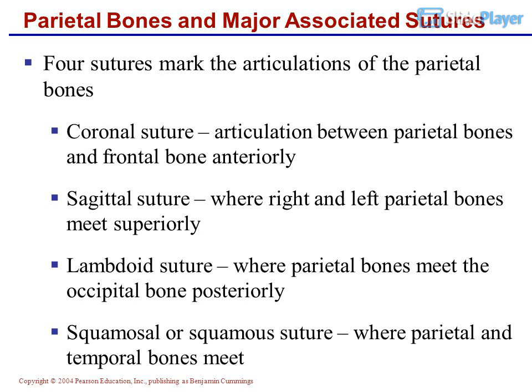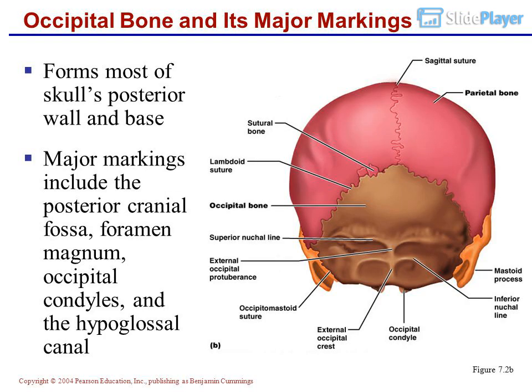Sagittal suture, where the right and left parietal bones meet superiorly. Lambdoid suture, where the parietal bones meet the occipital bone posteriorly. Squamosal or squamous suture, where the parietal and temporal bones meet.